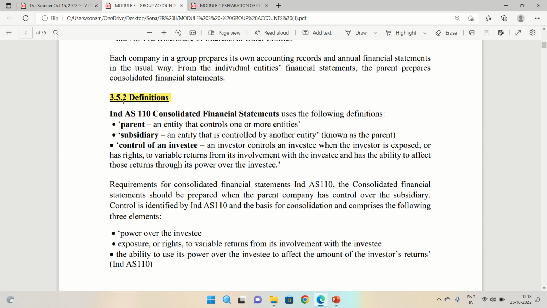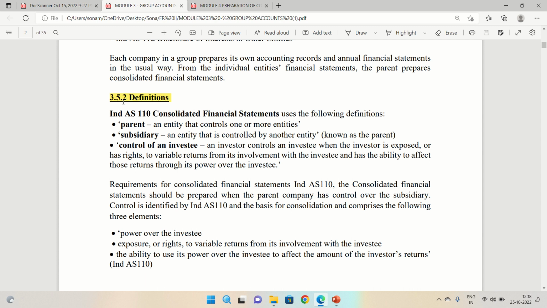The entity which is controlled by another entity is known as the parent company. Then what do you mean by control of an investee? So what is control? The first line of our discussion was regarding more than 50% of control. So what is this control?